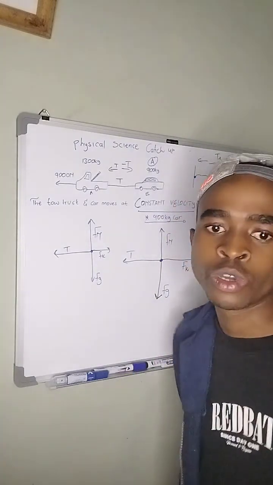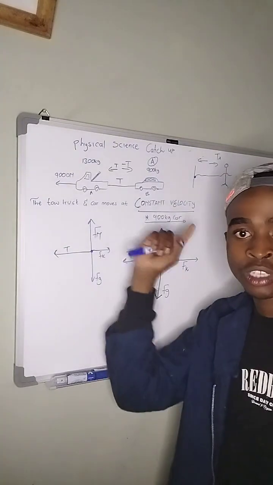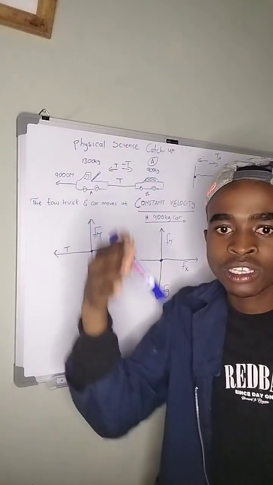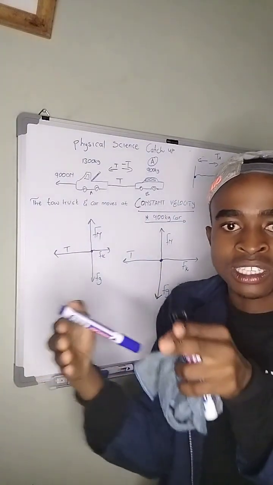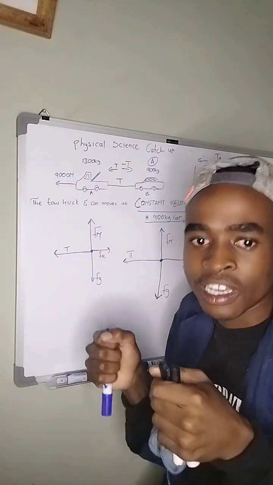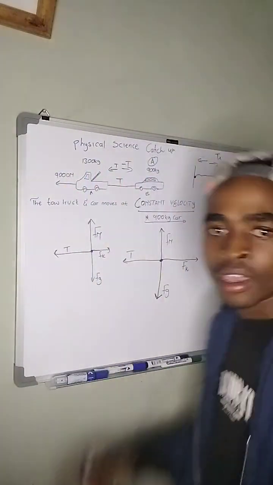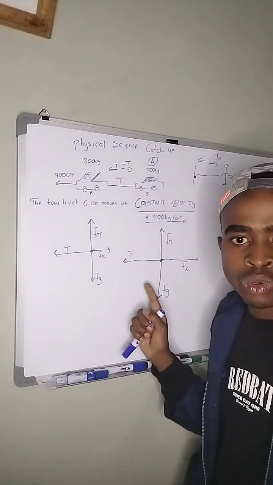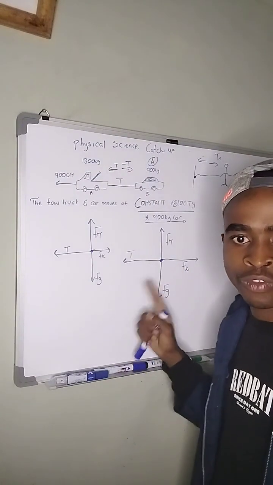Yeah, it's going to be wrong because of why? The object is moving. It is not stationary. It is not stiff. It is moving. What is the difference between these two free body diagrams?